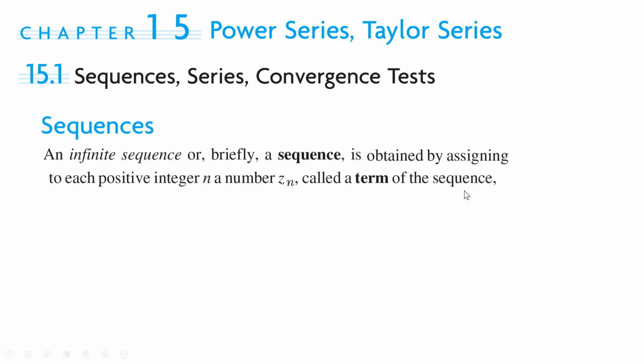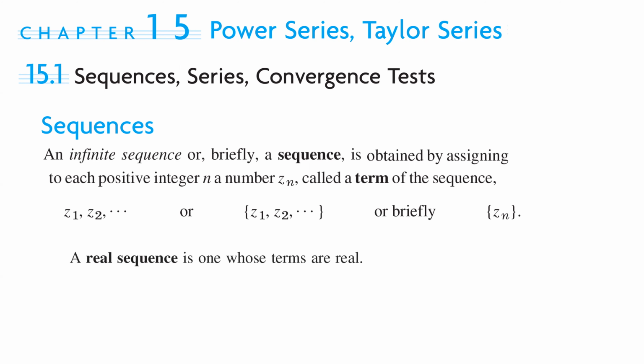So this is how the sequences are defined. An infinite sequence, or briefly a sequence, is obtained by assigning to each positive integer n a number zn, called a term of the sequence. So we call them z1, z2, z3, and so forth. We write them in curly brackets like that, z1, z2, z3, like a set, or we can write that in curly brackets as zn. That shows the general form of the sequence.